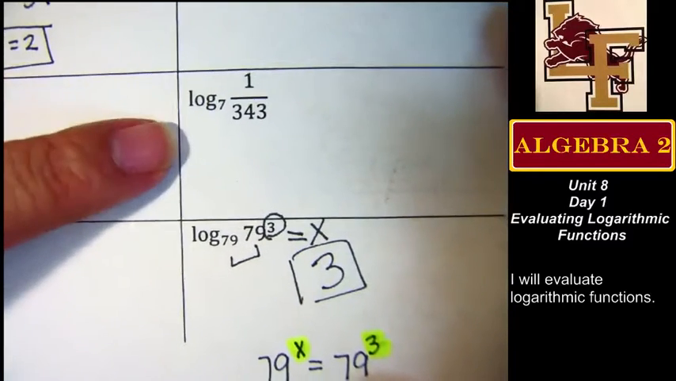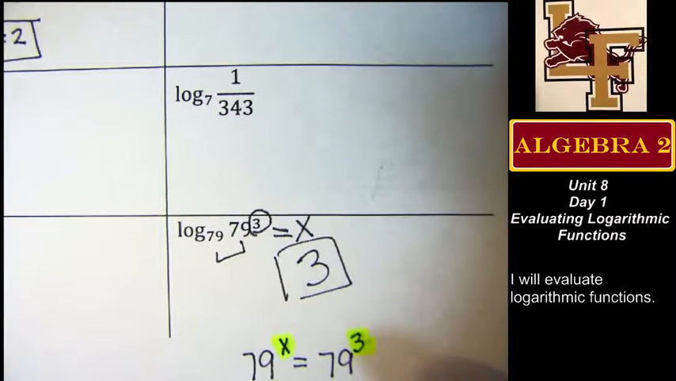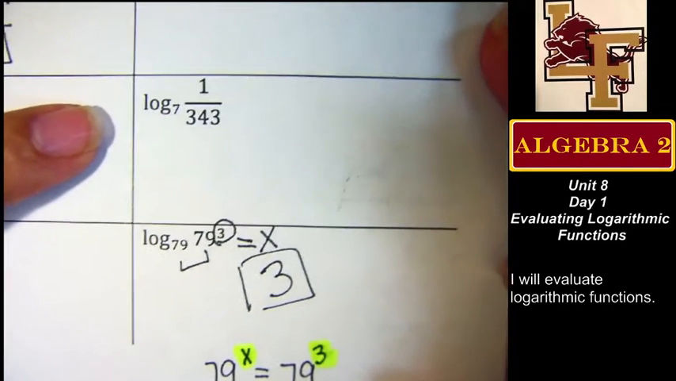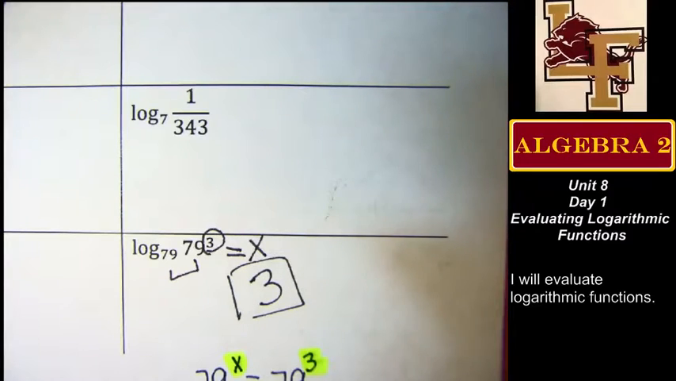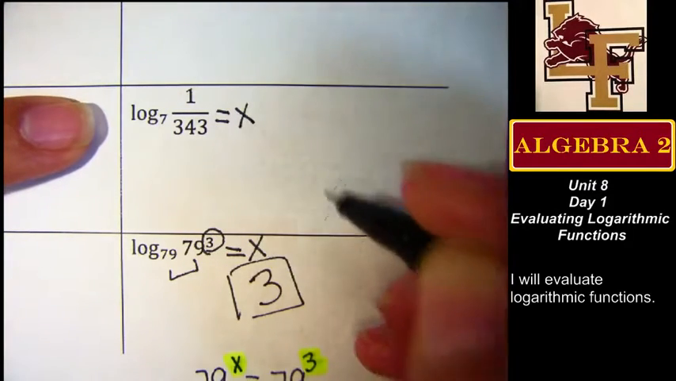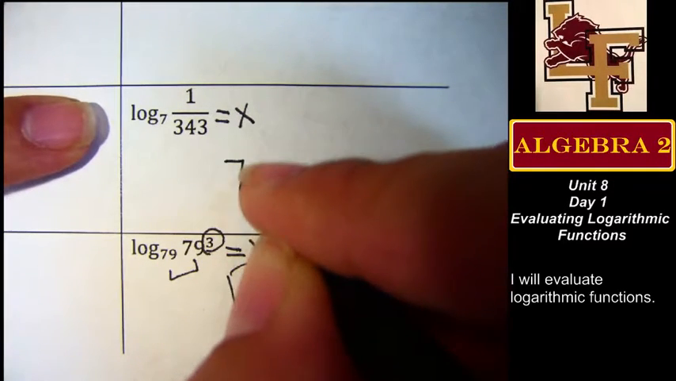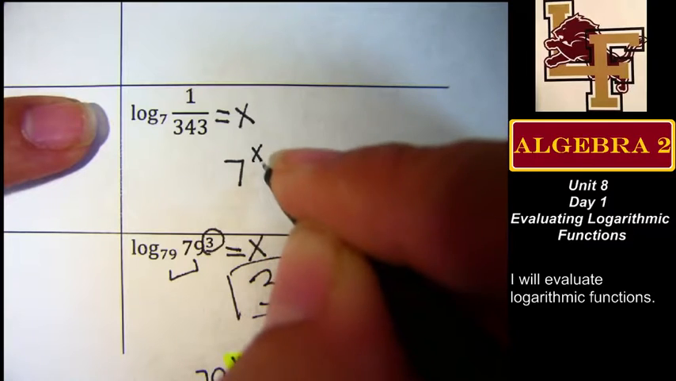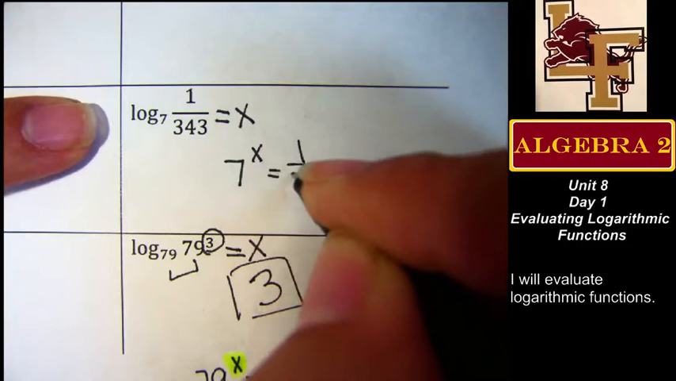I want to poke at this one next because it's got a fraction, and I know you guys are like, ah! Okay, equals x. What's my base? 7. What's my exponent? x. What's my result? 1 over 343.